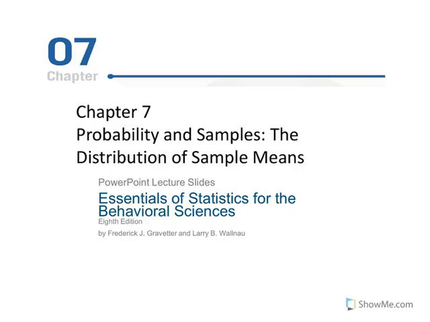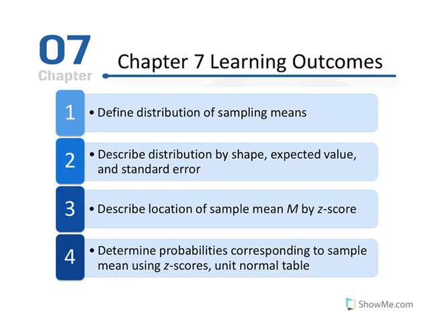Chapter 7, Probability and Samples, The Distribution of Sample Means, Part 1. The learning outcomes or objectives for this chapter are as follows. We're going to define a distribution of sample means.